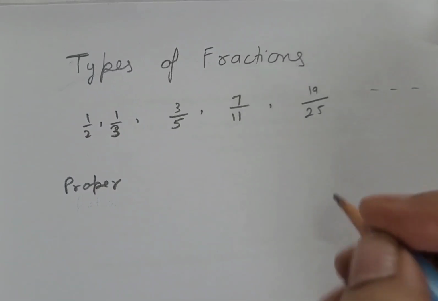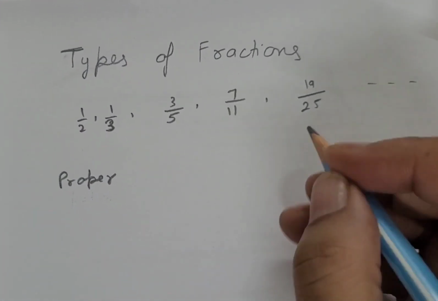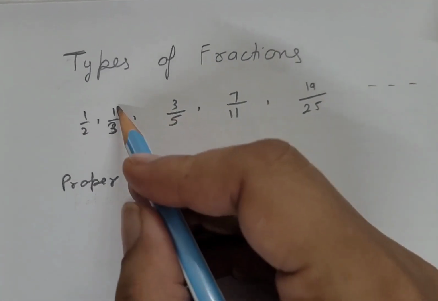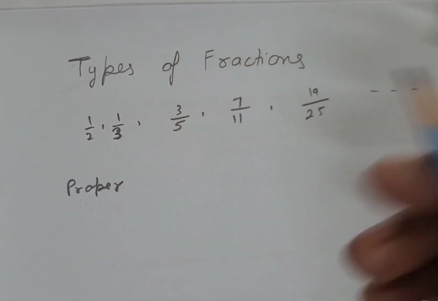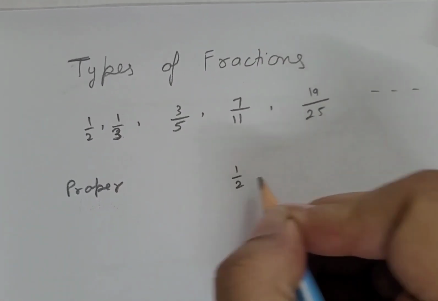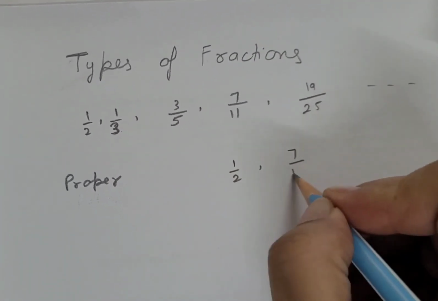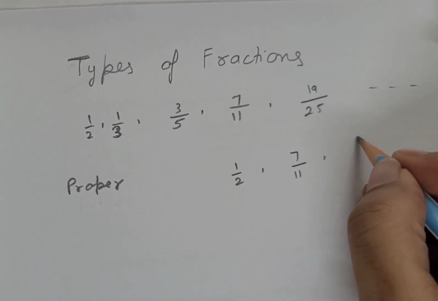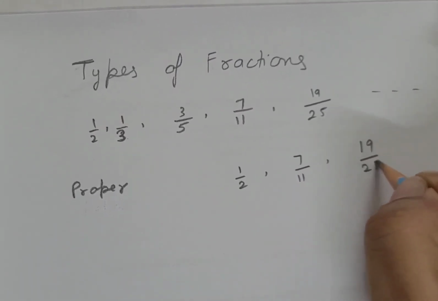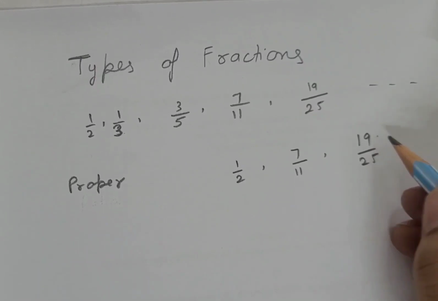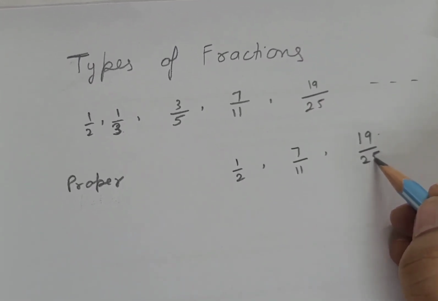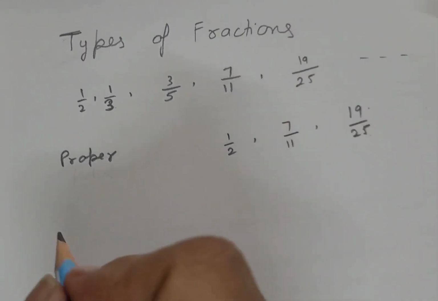Proper fractions. Proper fractions are those where the numerator is less than the denominator, like 1 by 2, 7 by 11, 19 by 25. Where the numerator is less than the denominator, these are called proper fractions.